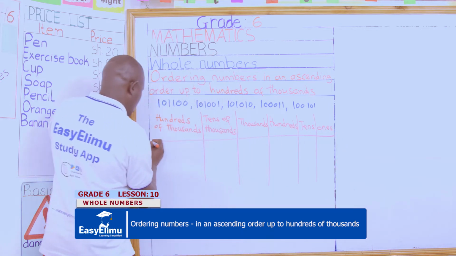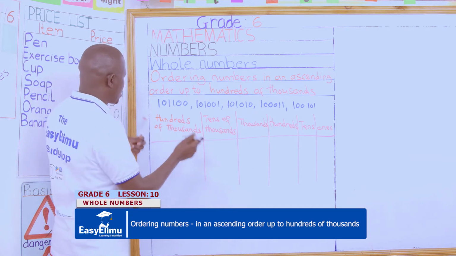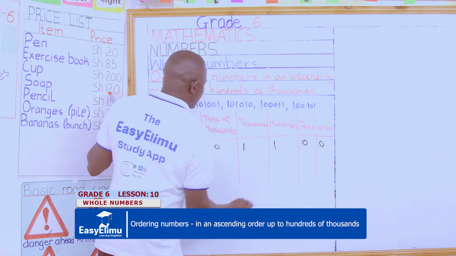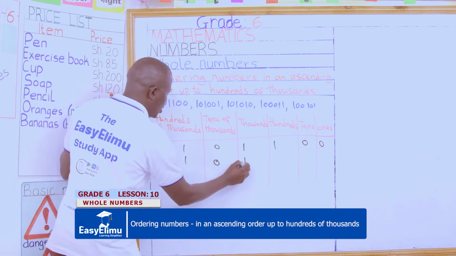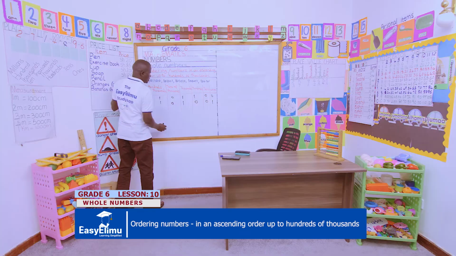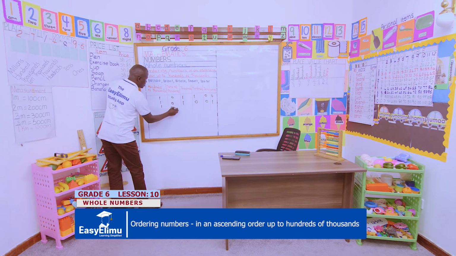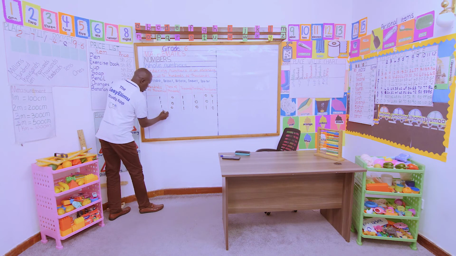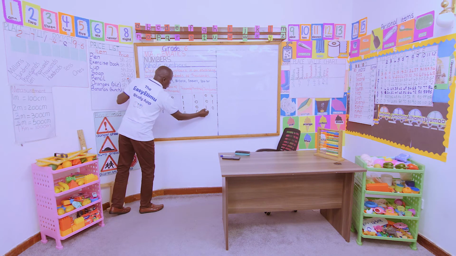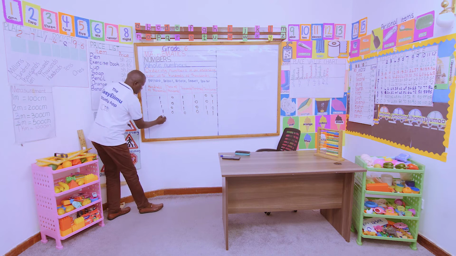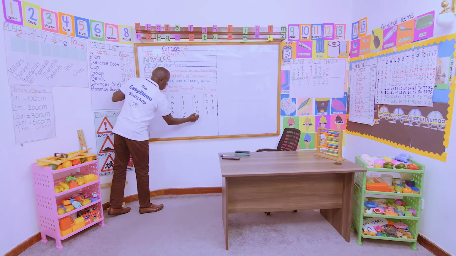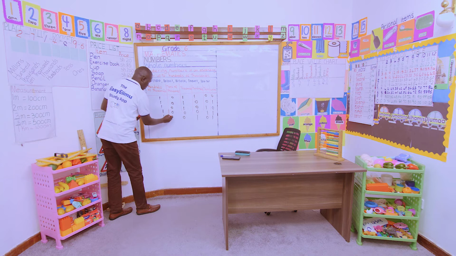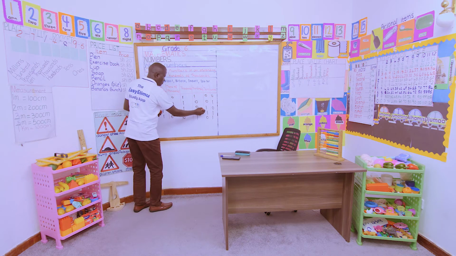Now, having that chart, place each number. The first one is 101100. The second one, 101001. The next one, 101010. The fourth one, 100011. And finally, we have 100101. Those are our five six-digit numbers that we have written.